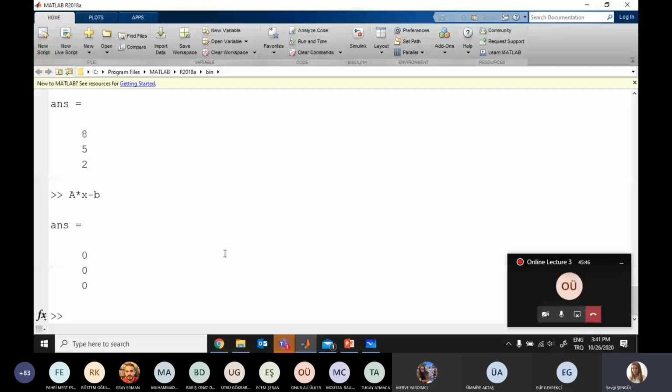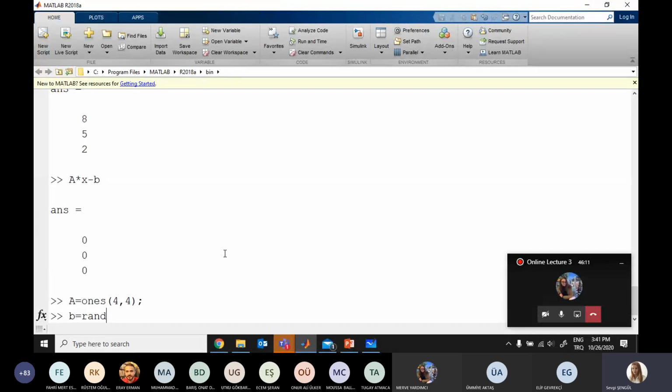So let me define different matrices, like A is equal to ones. As you remember, if I do that, it was giving me, oh, this is a singular matrix, don't do that. And let's define a random.